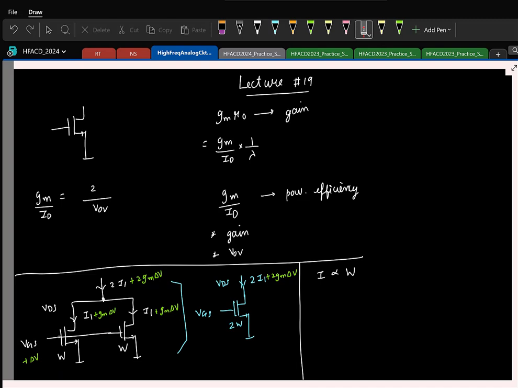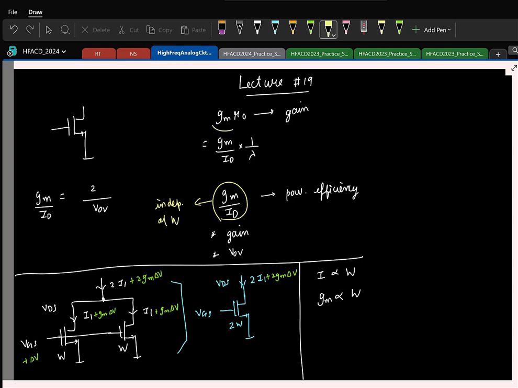So if I bias everything at the same operating point voltages, what can I say about gm? So now you see, gm is directly proportional to the width. Current is also directly proportional to the width. What can you say about gm by ID? It is independent of the width. Okay, so that's something I'll remark here. It is independent of width.